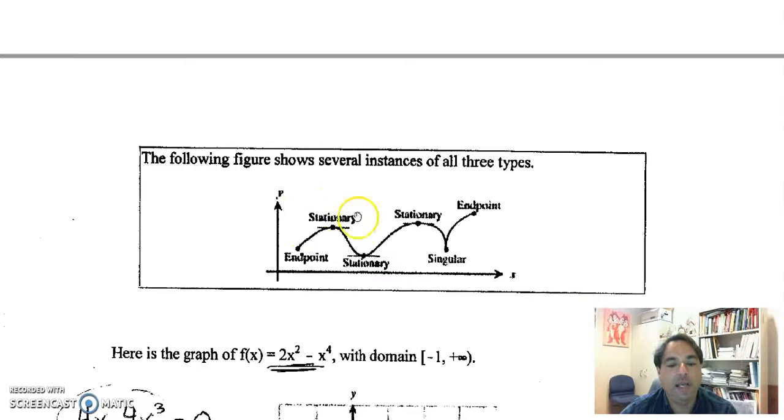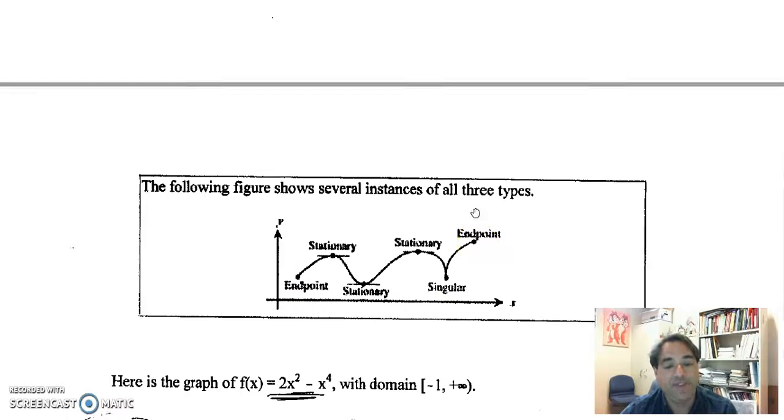Stationary would be the typical high point or low point of the graph. Singular would be like a sharp corner. A sharp corner would be like a singular point. And then endpoint would be where the graph begins or maybe where the graph ends.